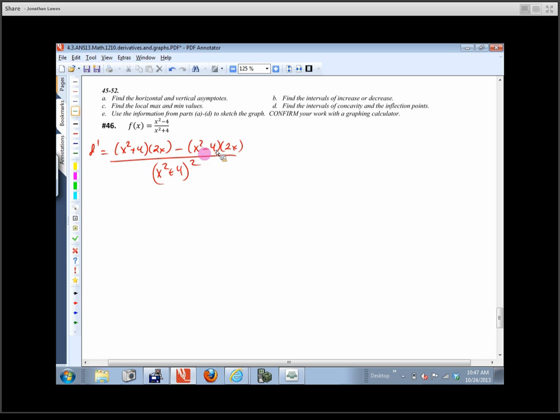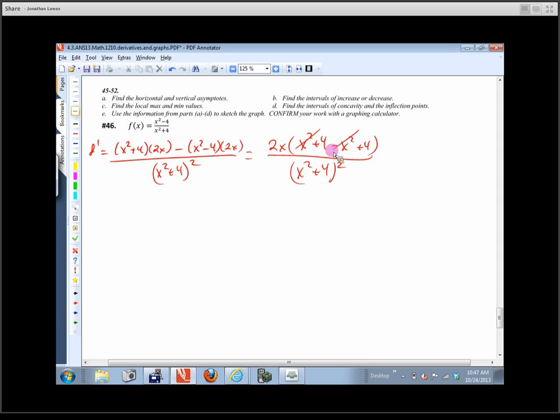So what I notice is, it'd be nice if those were in common, right? Okay, but they're not. I do have a 2x that I can take out, so that might make things a little bit easier. So let's take out a 2x and look at what we're left with. X squared plus 4, and then make sure you're careful, especially with the negative. That's a minus x squared and a minus minus 4, so that's a plus 4, all over x squared plus 4 quantity squared.